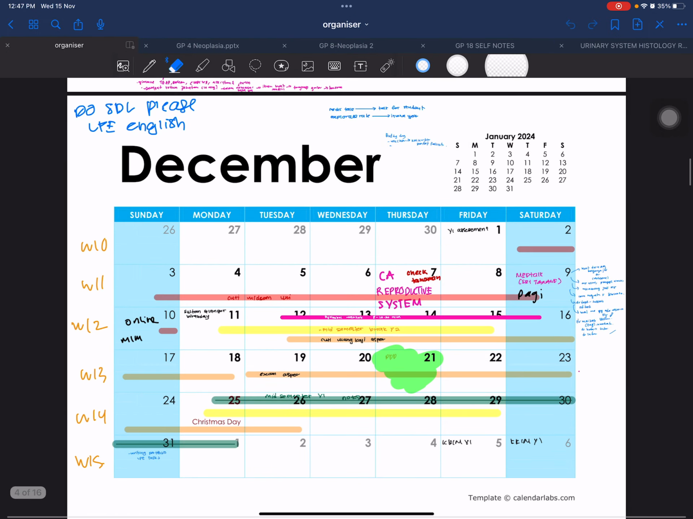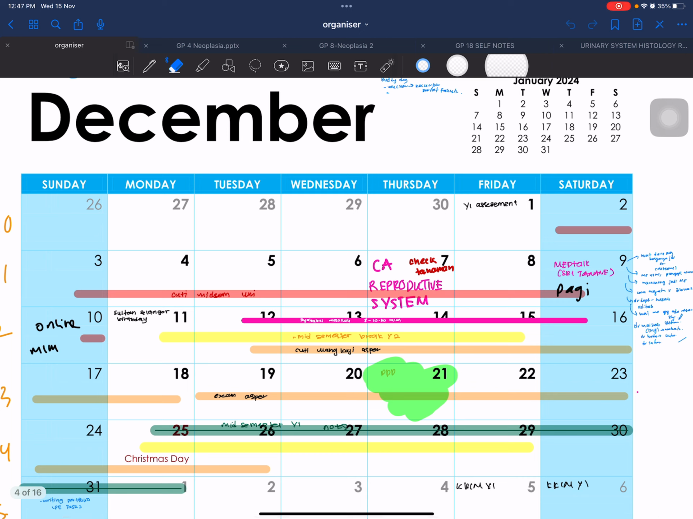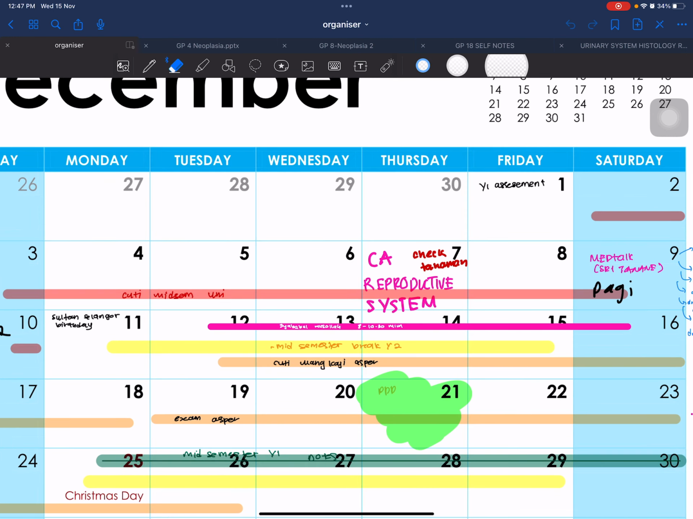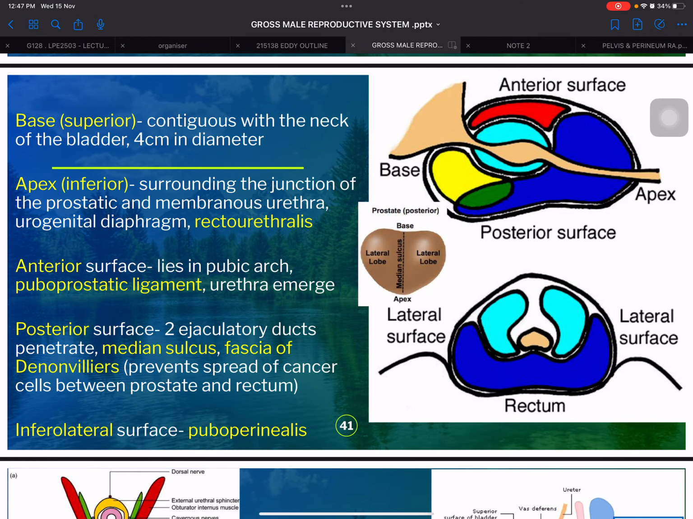And posterior surface, two ejaculatory ducts penetrate. Present of the medial sulcus, fascia oblongata, and also there's infralateral surface present of the puboperinealis muscle. So this is puboperinealis muscle. This is rectouterine muscle. This is fascia oblongata. And then this is the puboprostatic ligaments.